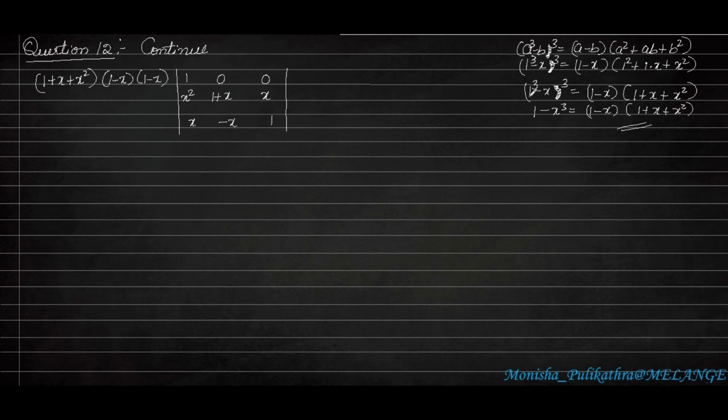That is, 1 cube minus x cube will be (1 minus x)(1 plus x plus x square). Okay. So 1 cube is also equal to 1. So 1 minus x cube is equal to (1 minus x)(1 plus x plus x square). So here you can notice 1 plus x plus x square into 1 minus x. Okay. 1 minus x into 1 plus x plus x square will become 1 minus x cube, right? So instead of this, we can write 1 minus x cube.